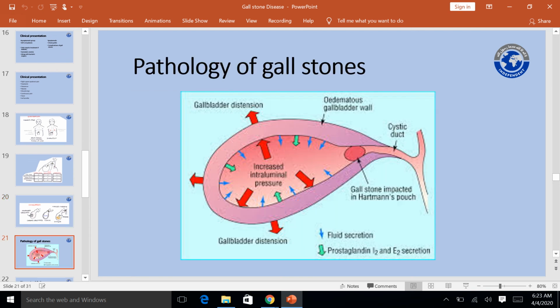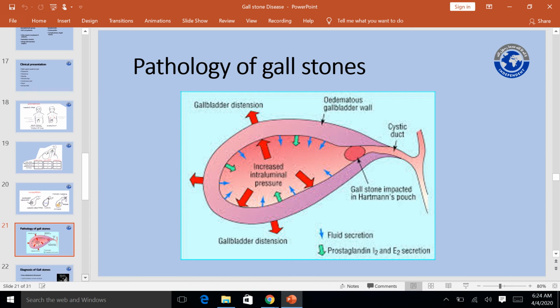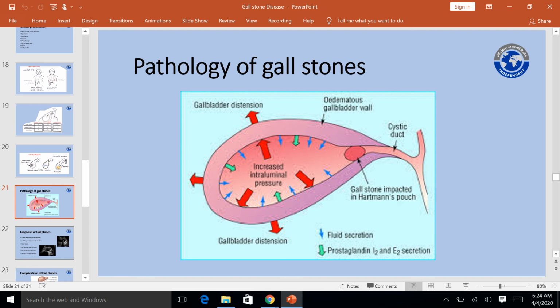The pathological process happens when there is increased obstruction of the bile outflow, the intraluminal pressure in the gallbladder increases, and there is edema of the gallbladder wall. If it persists, it eventually leads to gallbladder distension and ischemia of the wall of the gallbladder, which would subsequently become gangrenous and perforate and lead to serious consequences.